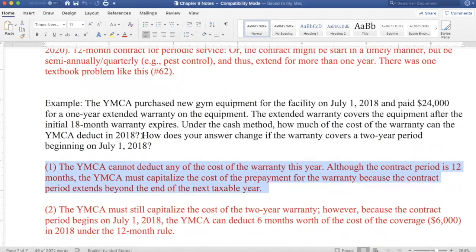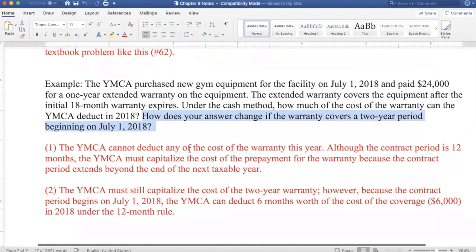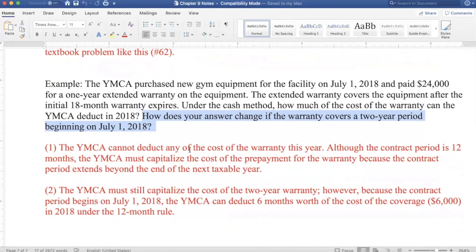How does your answer change if the warranty covers a 2-year period starting July 1st, 2018? No delayed start, but now it's a 2-year period. The YMCA must still capitalize and recognize the deductions on a monthly basis.